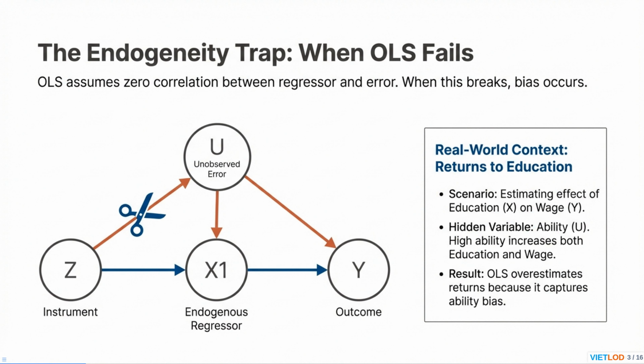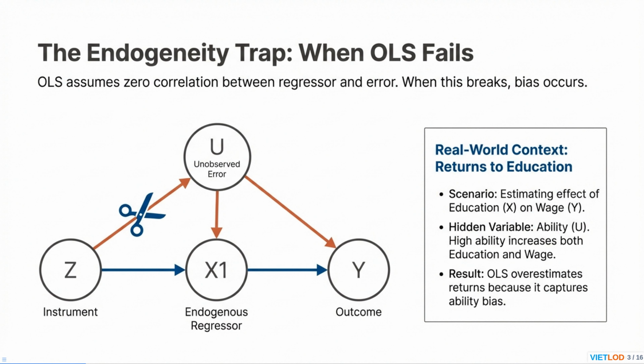The OLS, or ordinary least squares, estimator relies on a critical assumption that regressors are uncorrelated with the error term. When this assumption is violated, we fall into the endogeneity trap, leading to biased and inconsistent estimates. Look at the diagram on the left. We have an unobserved error, U, which influences both our endogenous regressor, x1, and our outcome, y.